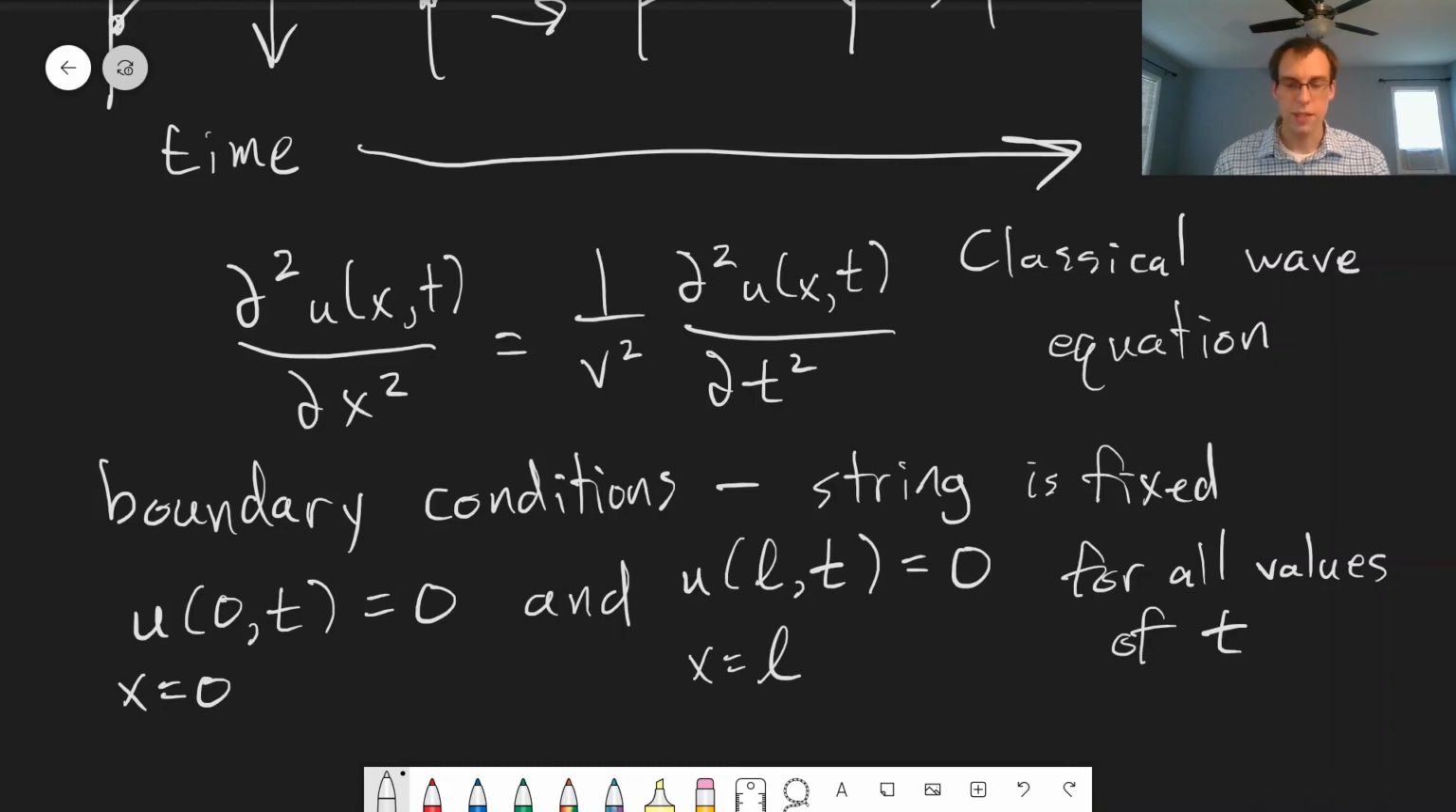All right, so this is our setup for the rest of this chapter, thinking about this string under these boundary conditions.